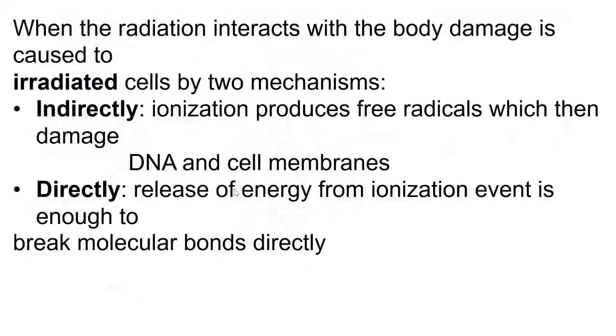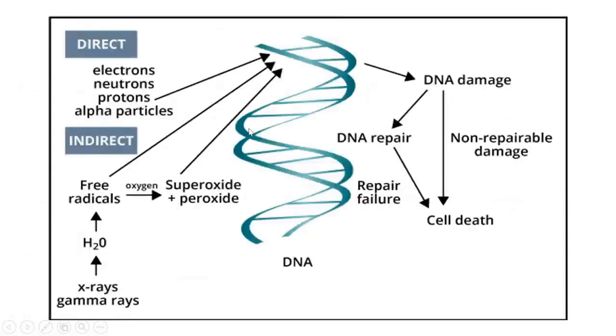We discussed the topic of direct and indirect effects. If we are talking about the indirect effect, in this case, free radicals are produced, which result from the interactions between ionizing radiation and water. Free radicals then cause damage to DNA and the cell membrane. In the case of direct effects, ionization occurs due to direct interaction of the radiation with the DNA, without any intermediary.